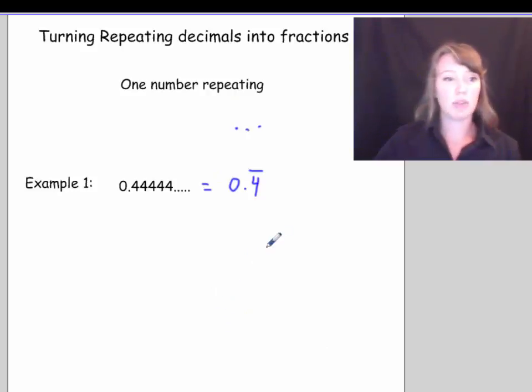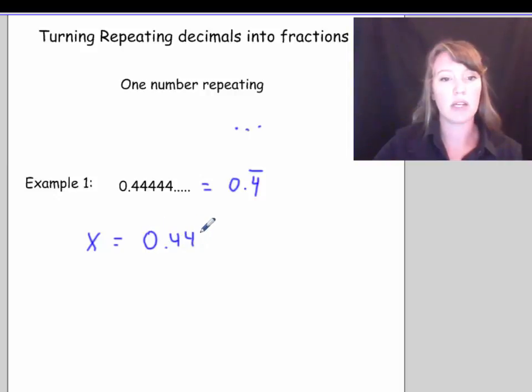Okay, now there's a way to turn this into a fraction, but it requires a trick. So you may need to stop and pause this and rewind to see this trick all the way. I know I did when I first saw it. So what we're going to do is use an algebra trick in order to do this. I'm going to take the number here and set it equal to x.